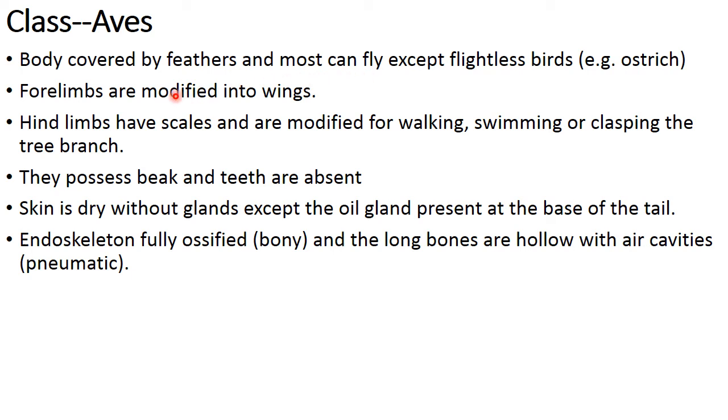Ab isme for that, what do they have? Ki four limbs, the forelimbs are modified into wings. Aur jo hind limbs hai, usme scales hai. So they are modified for what?